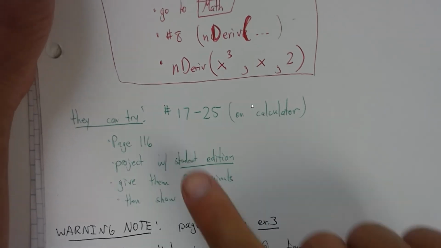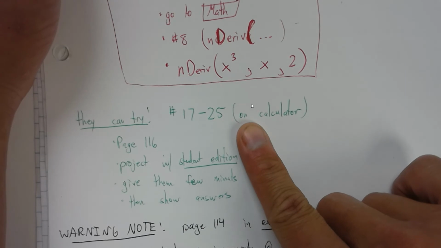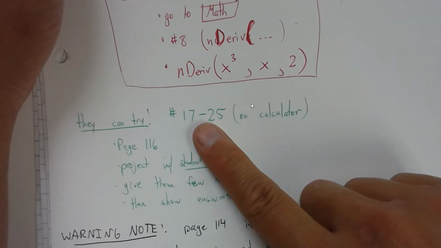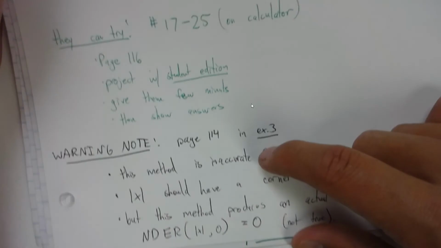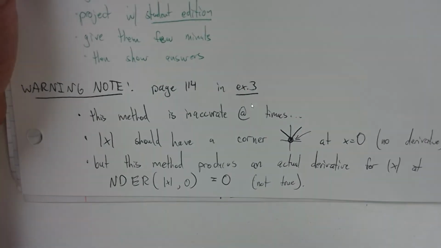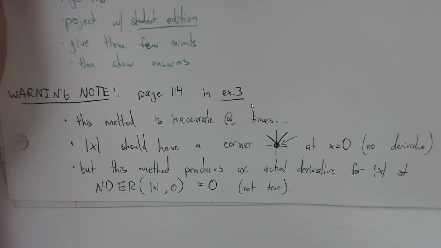This is a note to myself saying that these are the questions you can try in class, but we didn't have time to try this in class. This is pretty much number 17 through 25 in section 3.2, page 116. Warning, write this to yourself: page 114, example 3. This method is inaccurate at times.